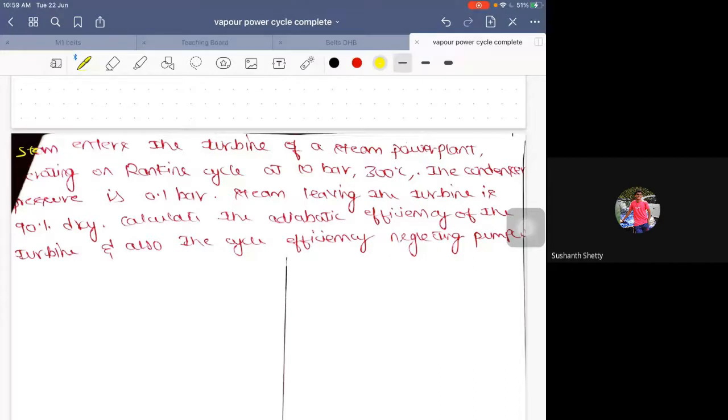Steam enters the turbine of a steam power plant operating on a Rankine cycle at 10 bar, 300 degree Celsius. The condenser pressure is 0.1 bar. Steam leaving the turbine is 90% dry. Calculate the adiabatic efficiency of the turbine and also the cycle efficiency, neglecting the pump work.